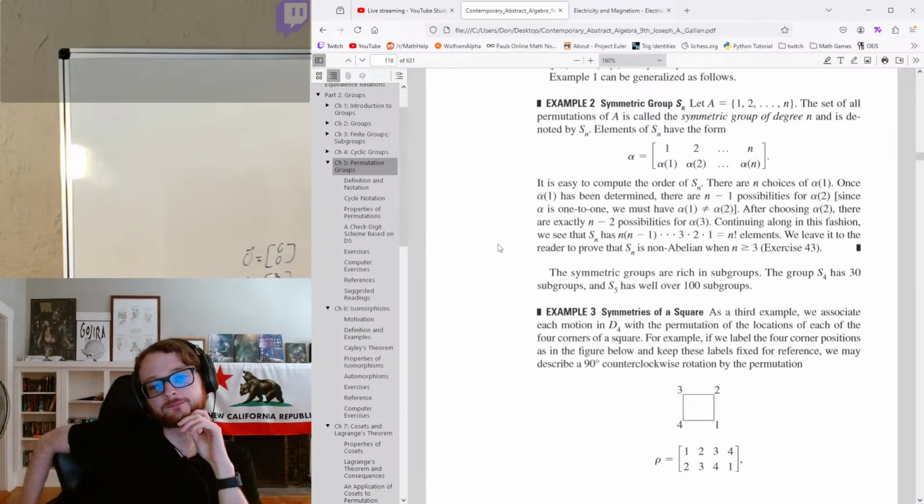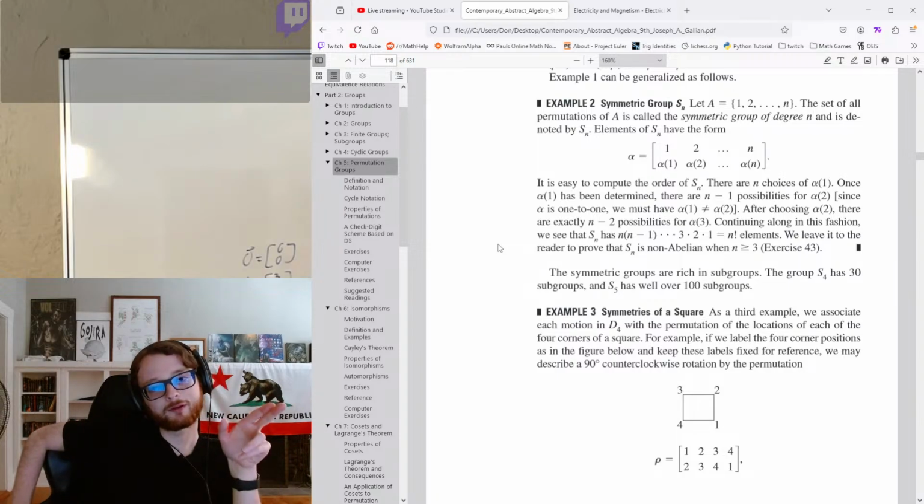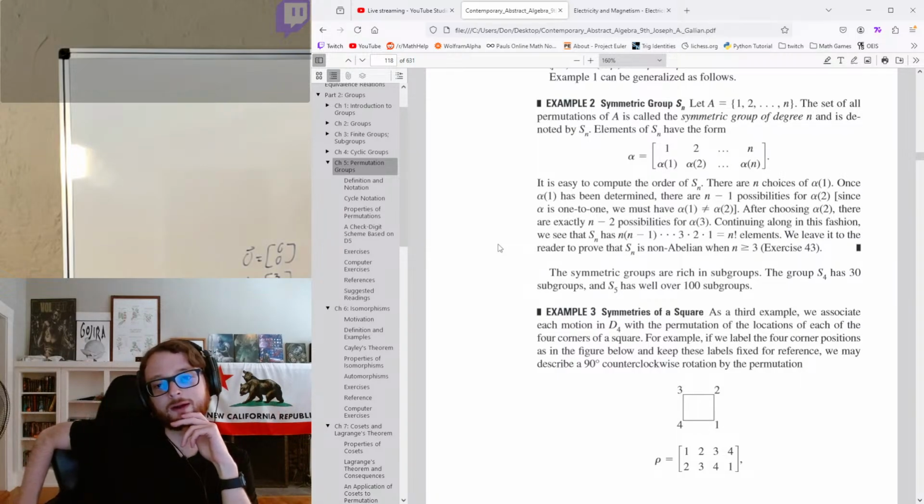Okay, so S sub n is a symmetric group of degree n, and they use the word degree because the order of this thing is n factorial. It consists of all integers from 1 to n as the set. Well, it's a set of all permutations of that.